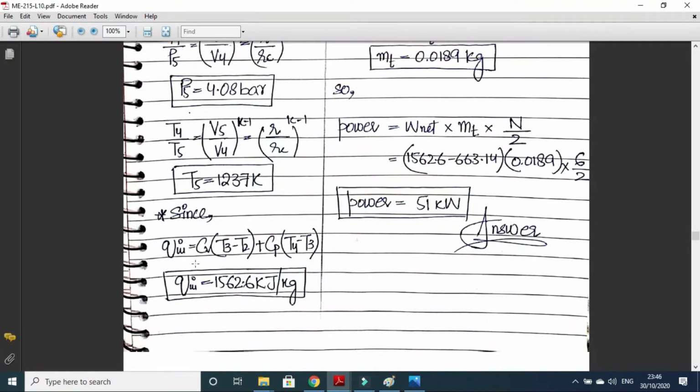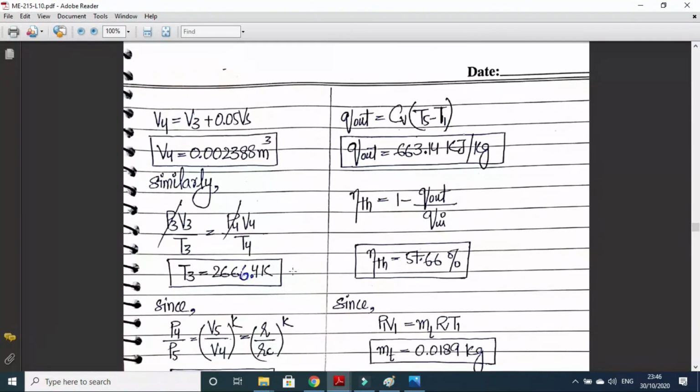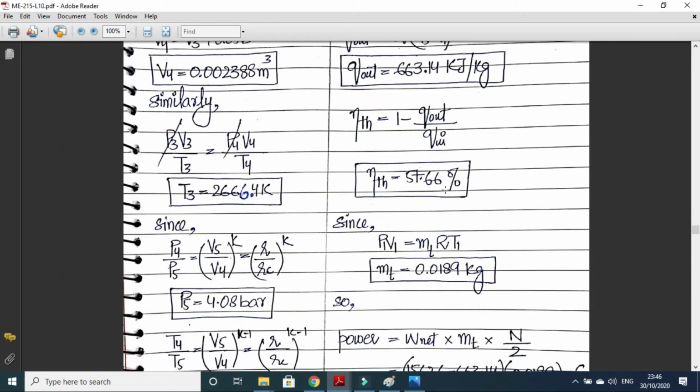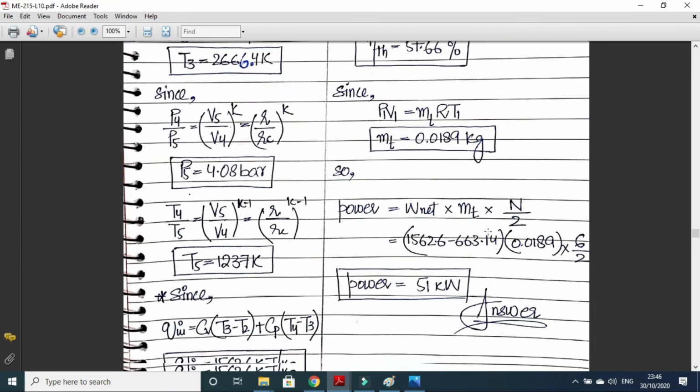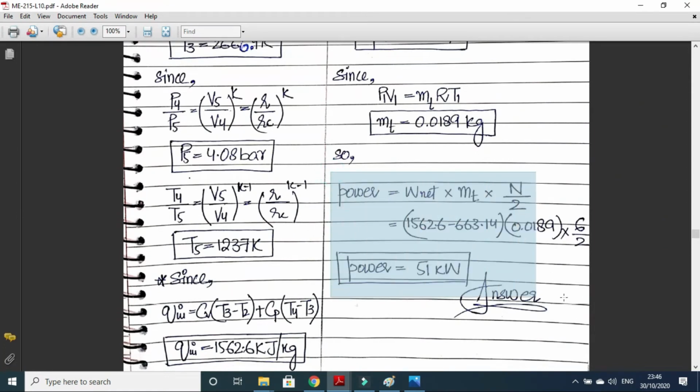Q in can be calculated with this formula, Cv (T3 minus T2) plus Cp (T4 minus T3). Q out can be calculated with this formula, Cv (T5 minus T1). Efficiency will be 1 minus Q out upon Q in. We can calculate the total mass because we know V1. So the total mass will be 0.0189 kilogram. This formula we also use in the Otto cycle.